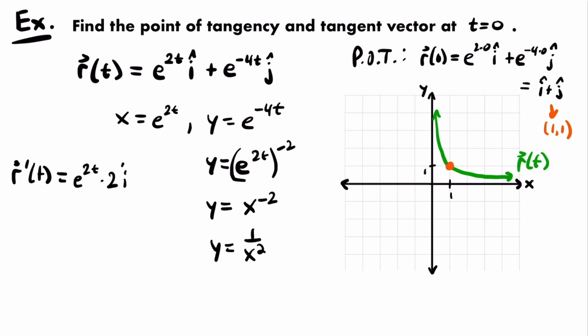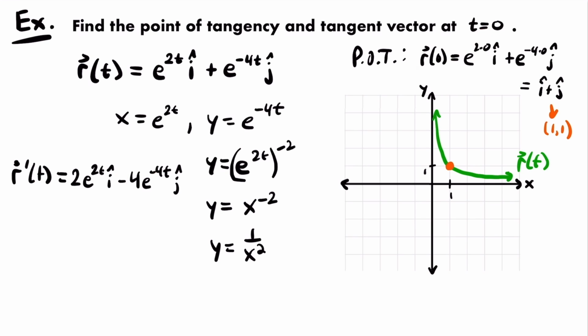So that's the x component, and then for the y component, we'll have the same thing, except we're multiplying by the derivative of negative 4t, which will be negative 4. So to simplify what I'm writing here, I'm going to have 2 times e to the power of 2t times i minus 4 times e to the power of negative 4t times j. Okay, so that's our derivative of the vector function. It represents a tangent vector for a specific value of t on that curve.